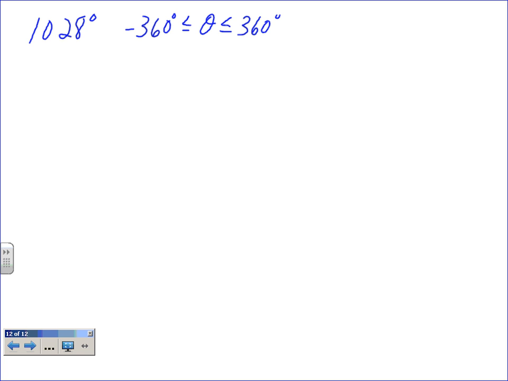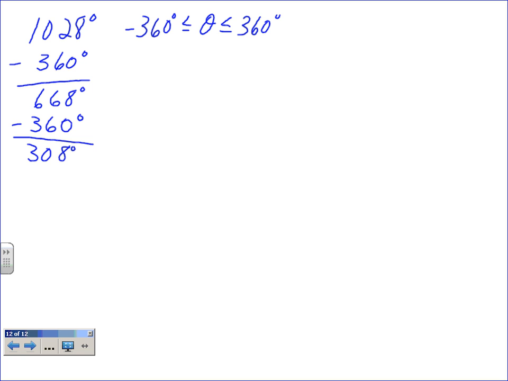Well, 1,028 degrees is not between those two, is it? So I'm going to subtract 360 degrees, and I will get 668 degrees, because that's once around the block, isn't it? Well, it's still not between negative 360 and 360, so I'm going to subtract another 360, another full circle, and that gives me 308. All right, that's one.